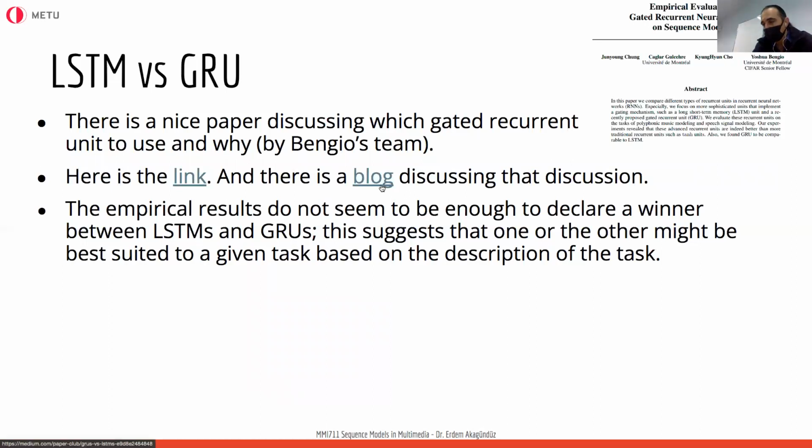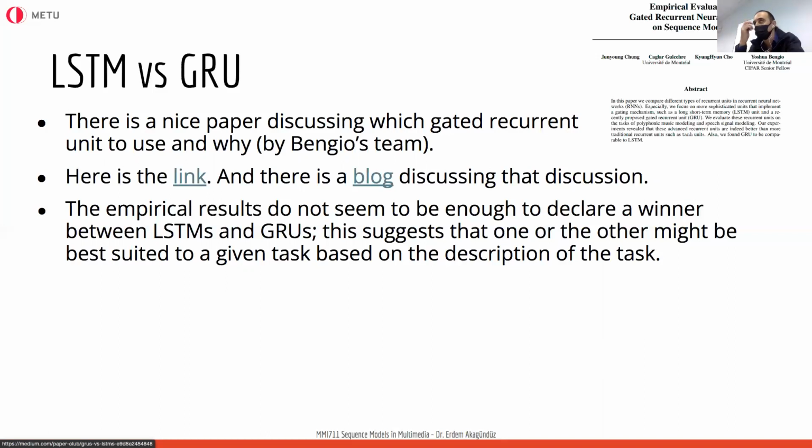You see nowadays when people in AI publish papers, the AI bloggers race each other to write the best blog discussing that paper so that it is easier to understand. So it is like a translation from paper to everyday life. And there's a blog for it. The empirical results do not seem to be enough to declare a winner still today between LSTMs and GRUs. This suggests that either one or the other might be suited for a given task. So what I do is, if I'm going to use LSTM or GRU, I definitely try both of them.